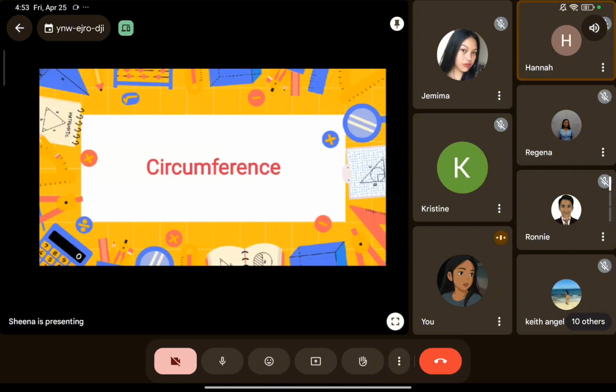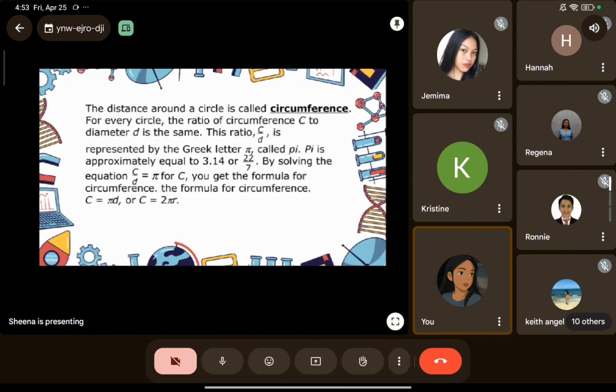So next is circumference. Please read it.